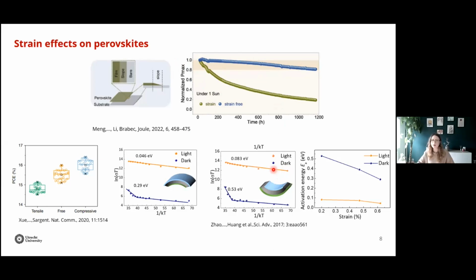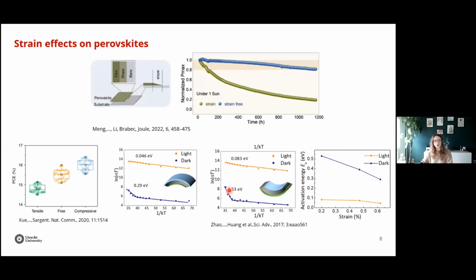which is something that probably you are a bit more familiar with. So in this perovskite, you have movement of ions, and depending on the type of deformation that you apply, so concave or convex, then you have lower or higher activation energy. And this is summarized in this plot, where you see that the activation energy decreased as a function of increased strain.